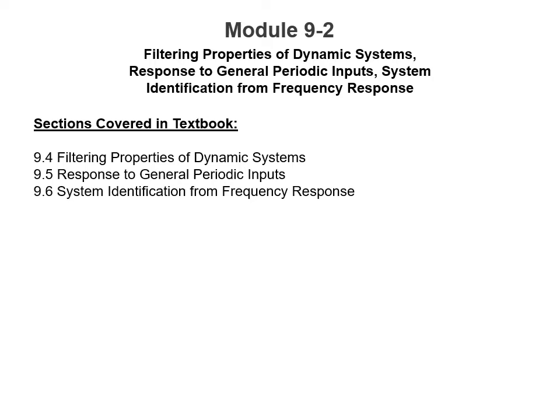Now we're going to begin Lecture 2 for Module 9. In this section of Module 9, what we're going to look at is filtering properties of dynamic systems. This is going to be from section 9.4 in our textbook. We're also going to look at response to general periodic inputs from section 9.5 and system identification from frequency response from the next section, 9.6.